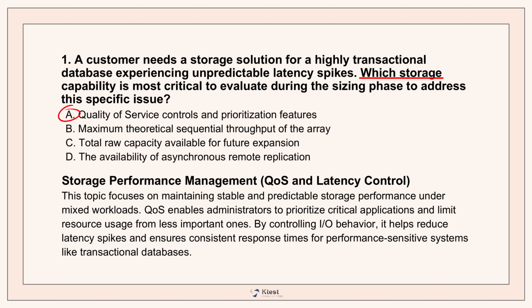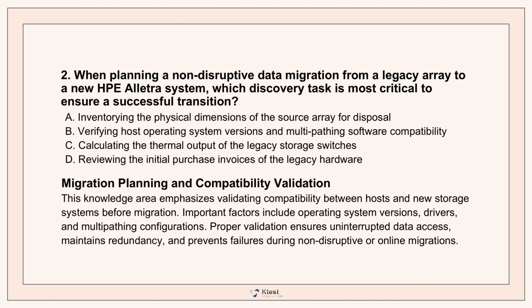Makes total sense. Okay, seamlessly transitioning to question 2. This is about physical deployments. Here's the text. You are planning a non-disruptive data migration to a new HPE Alletra system. Which of the following is the most critical step to ensure continuous application availability during the transition? Important one. Right. Option A, verifying the physical dimensions of the rack. Option B, verifying host operating system versions and multipathing software. Option C, calculating the thermal output of the new array. Option D, reviewing the purchase invoices for the legacy hardware.